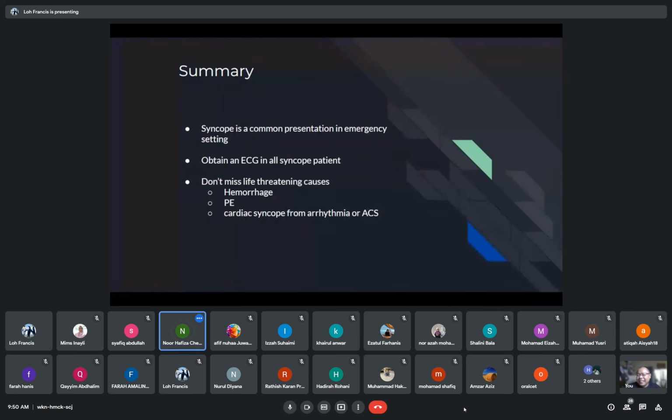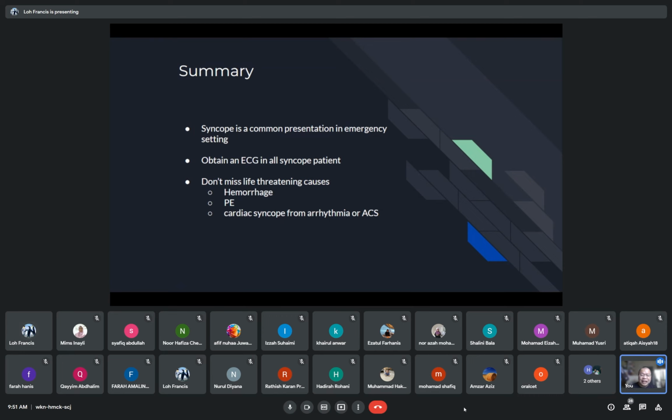A 15-year-old girl datang dengan syncope, buat ECG, what specific ECG changes do you want to look for? What specific ECG changes should you be thinking about? 15 years old girl or boy, syncope kat sekolah, cikgu bawa ke hospital, then as usual buat ECG. So what specific ECG finding do you want to look for in this kind of patient? 14, 15, budak sekolah lah, sekolah menengah.